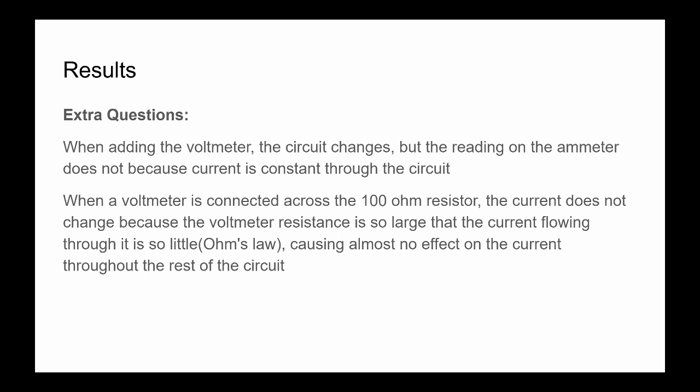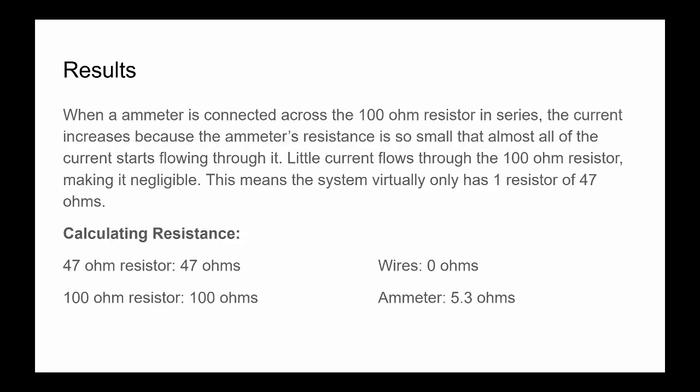And some of the extra questions for this part was, when you add the voltmeter, the circuit changes, but the current does not because current comes through a circuit. And when you connect the voltmeter across the 100 ohm resistor, the current does not change because the voltmeter's resistance is so large that it has almost no effect on the circuit, and most of the current still flows through the 100 ohm resistor. But when you replace it with an ammeter, which has very little resistance, most of the current starts flowing through the ammeter, so it basically makes the 100 ohm resistor negligible. Basically, there's only one resistor, 47 ohms, which would raise the current.